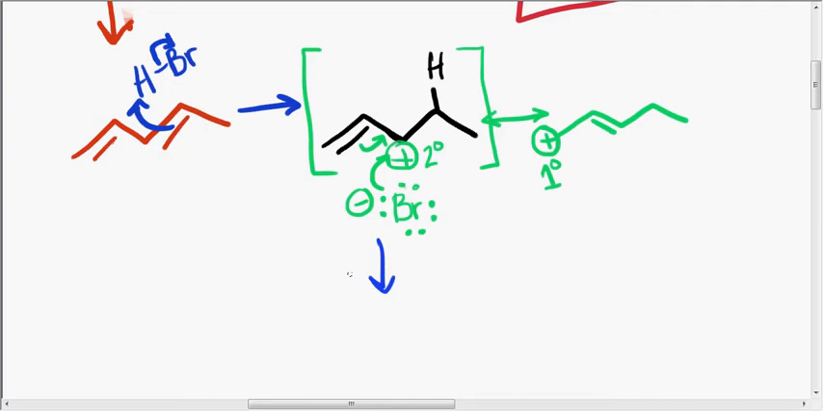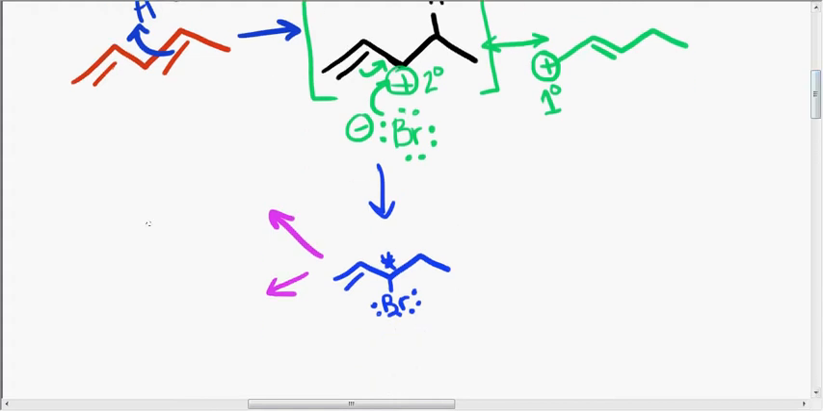If I add Br to this one, I'm going to get my double bond here. I'm going to get my Br right there. And honestly, guys, that is a chirality center, so that's not going to be just as it is. It's going to form two possibilities, right? Let's scroll down a little bit so you can see those two possibilities.